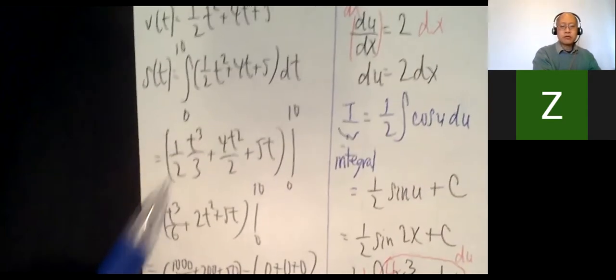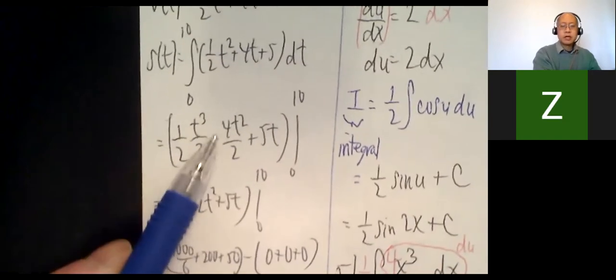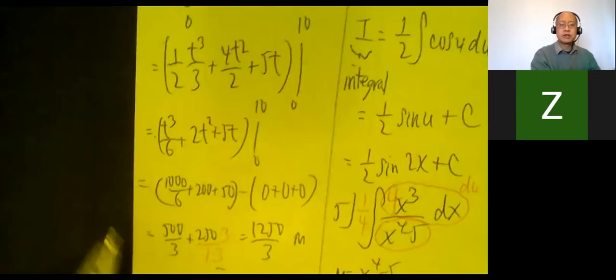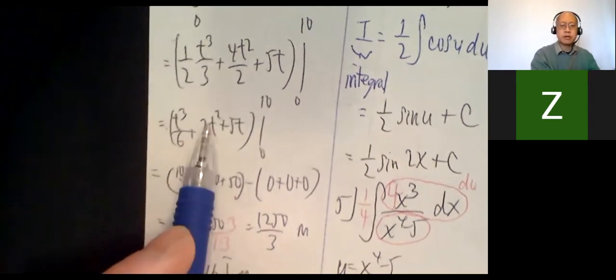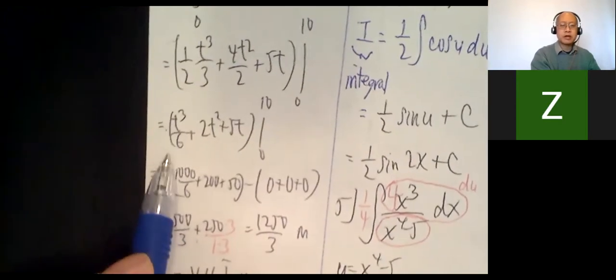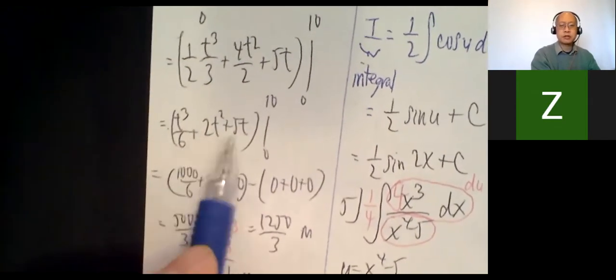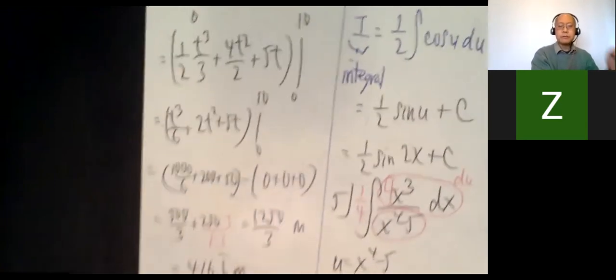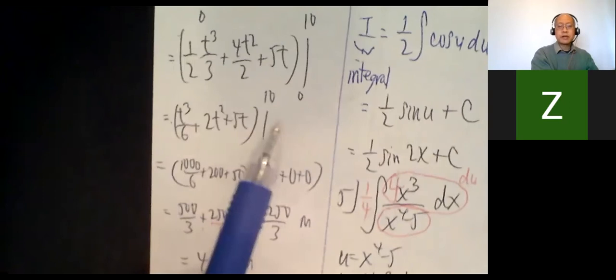Clean this up a little bit. That's 1 sixth t cubed plus 4 divided by 2 is 2, 2 t squared plus 5 t from 0 to 10. I can tell when you plug in 0, you get 0, right? Put a 0 here, 0 here. 0 cubed is 0, divided by 6 is 0, 0 squared is 0, times 2 is 0, 5 times 0 is 0. Add them all up, 0. So I only have to worry about the 10.